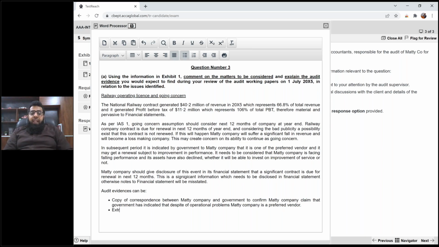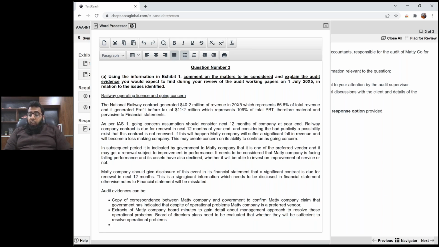What else can we do? Extracts of METI company board minutes to gain detail about management approach to resolve these operational problems. Okay, we need to know about the management approach and their plans. The board of directors' plans need to be evaluated, whether they will be sufficient to resolve operational problems.